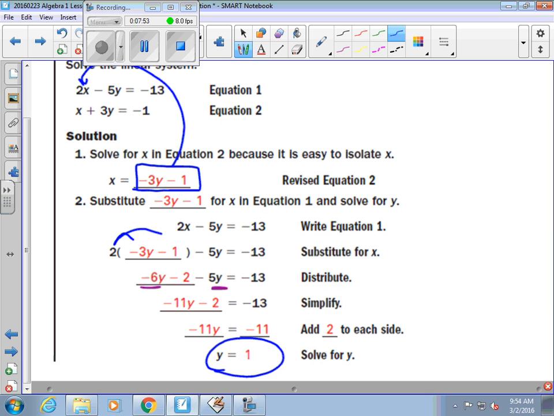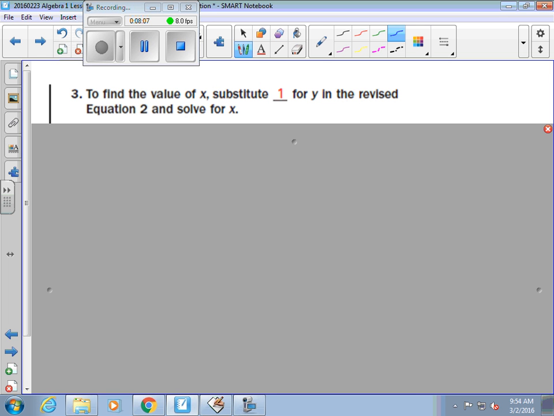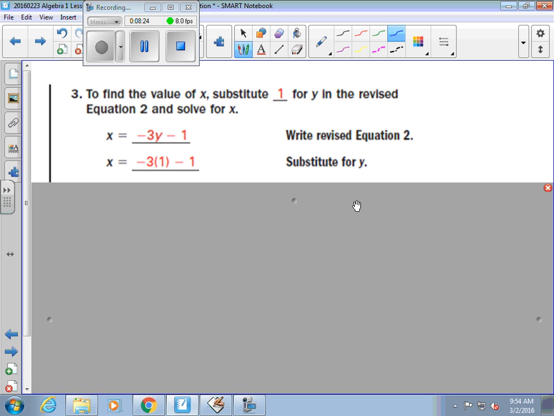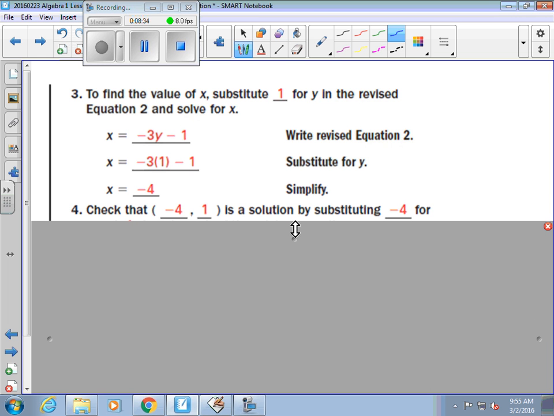That is not the end of solving the system. Now you take that 1 and you sub it back in place of y, because it says y equals 1. So to find the value of x, substitute 1 for y in the revised equation 2 and solve for x. So x is equal to negative 3y minus 1. Instead of y, x equals negative 3 times 1 minus 1. Multiply negative 3 times 1 and you get negative 3. Negative 3 minus 1 is negative 4.